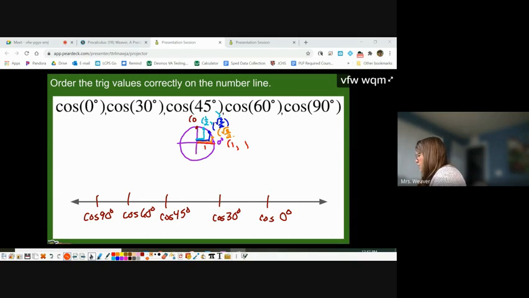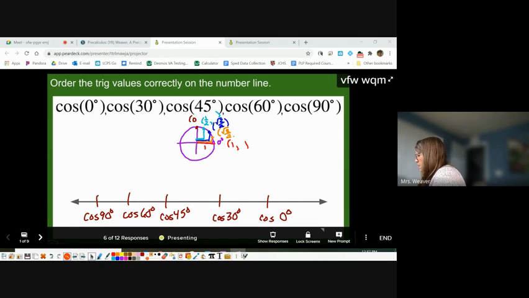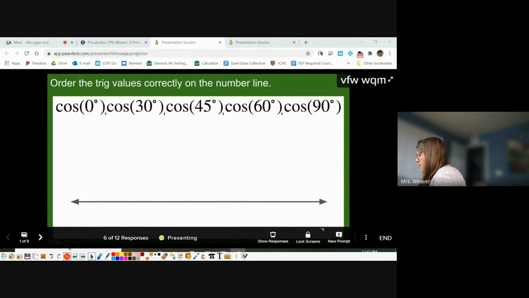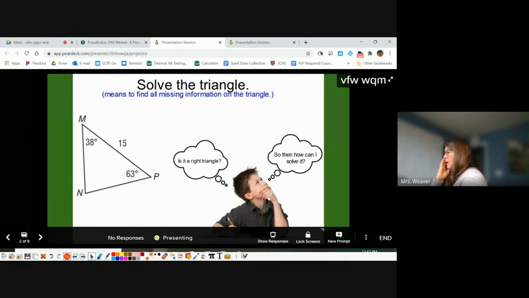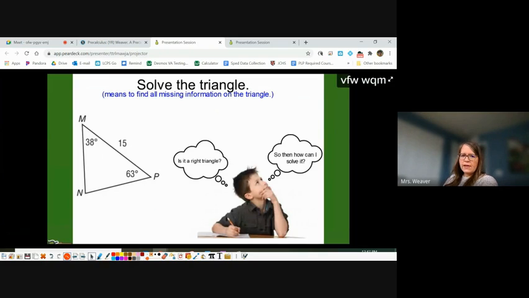Let's go ahead and try our next slide. Okay, solve the triangle. And remember, solving the triangle means to find all the missing information, all the angles and the sides that are missing. Okay, and so the first question when we look at this triangle is, is it a right triangle? And it's not. So how are we going to solve it? Well, we've got to break out our new tools that you learned about in your video notes that you watched last time.